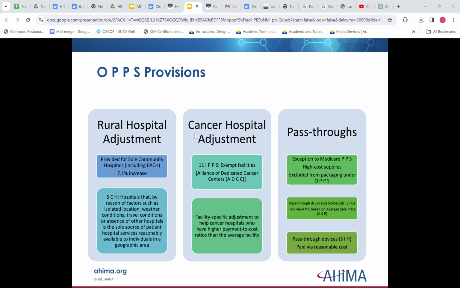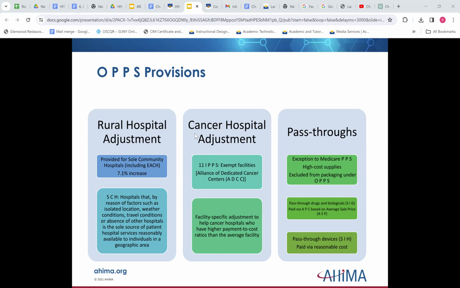I'll start with the section in the middle, we have the cancer hospital adjustment. And these are facilities that are considered designated cancer hospitals, and they have reporting requirements to CMS on cancer data. They need to have a cancer registry and all these other different types of things. So these specific provisions allow these cancer hospitals to be reimbursed at a higher rate since they're taking on this additional resource-intensive service of being a cancer hospital.